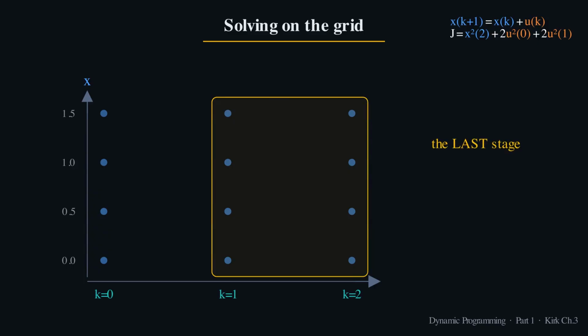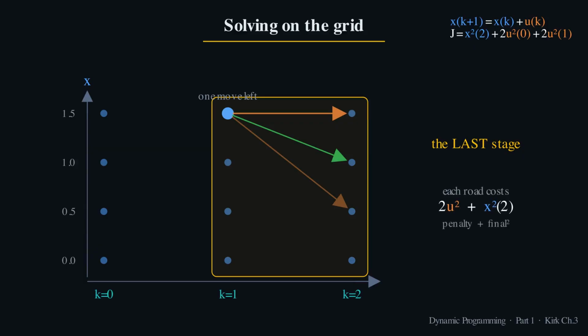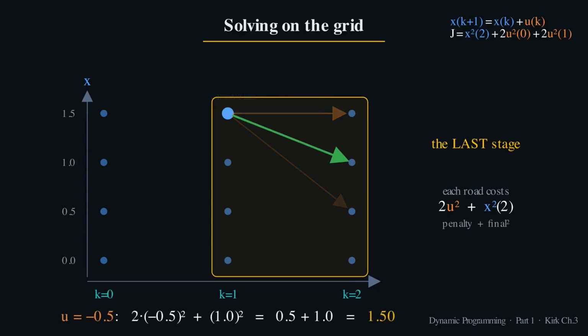Each one is a road to some dot in the final column, and each carries a cost. The penalty for that control plus the squared final state it leaves you in. Compute them all and keep the cheapest. Here the winner is -0.5, costing 1.5. Paint that cheapest cost on the dot in gold. That gold number is the cost to go, the best you can possibly do from here.